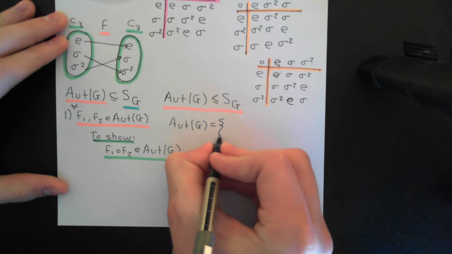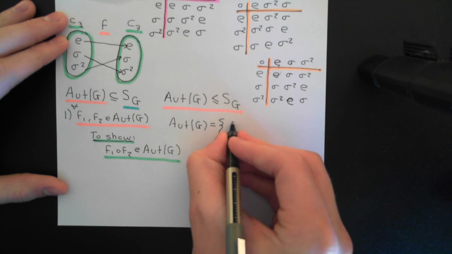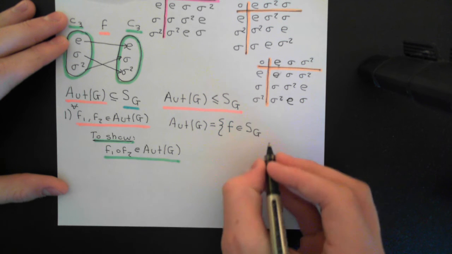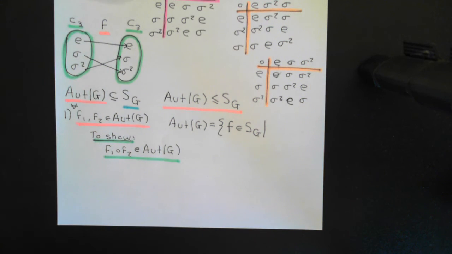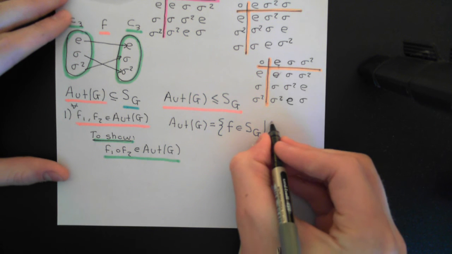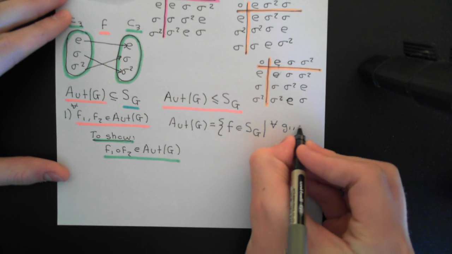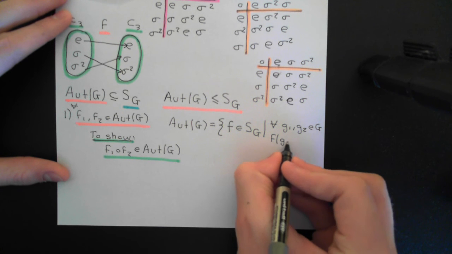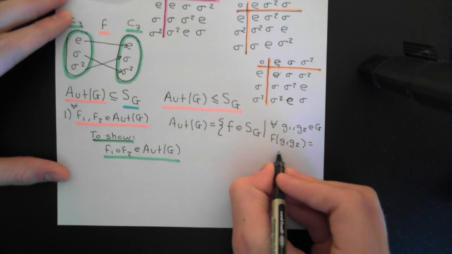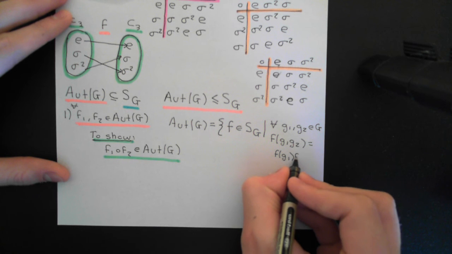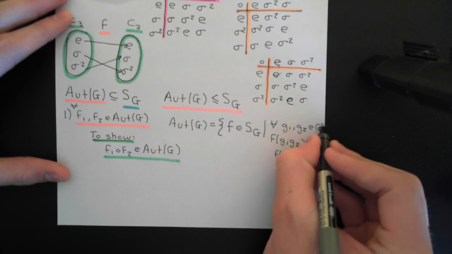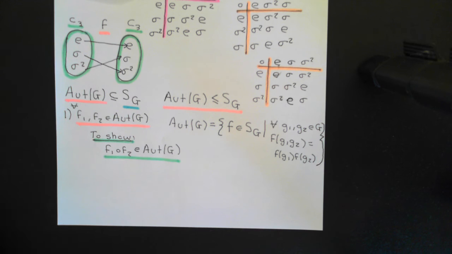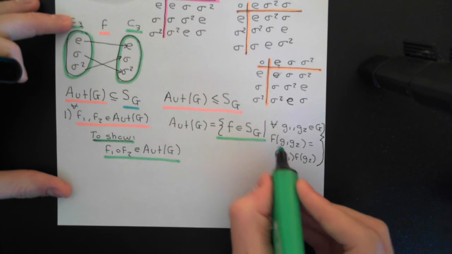So the automorphisms of the group capital G is all mappings, so all F, which are elements of the symmetric group on the group capital G, such that they obey the isomorphism criterion. So it needs to be the case that for all little g1 and little g2 in the group capital G, F of g1 composed with g2 is equal to F of g1 composed with F of g2. So it's all the mappings from the symmetric group on the group capital G that obey this criterion. Right, so I'll just colour this one in.